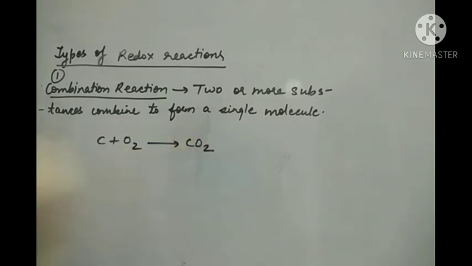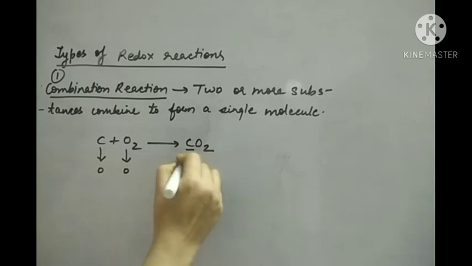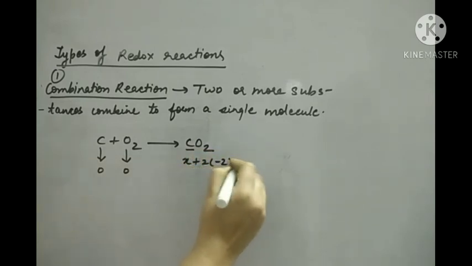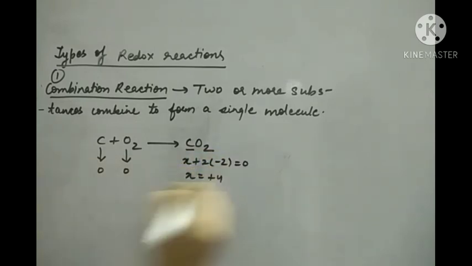This is a very simple reaction. C plus O2 gives CO2. So here the oxidation state of carbon is 0. Here it is also 0. Now here we'll find out the oxidation state of carbon. So x plus 2 into -2 equal to 0. So x equal to +4. So carbon is +4, and what about oxygen?